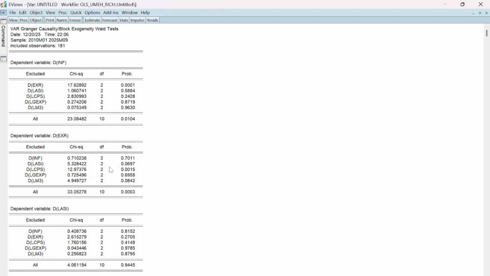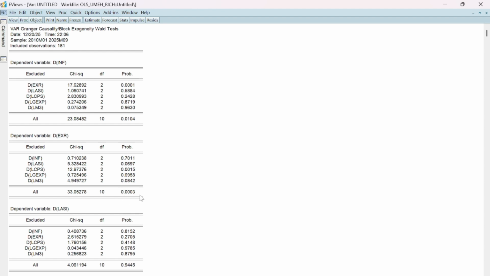Then you see that all share index does not Granger cause exchange rate, but credit to private sector actually Granger causes exchange rate based on our model. And then LM3, based on the 5% level, does not Granger cause it. So the other variables do not Granger cause exchange rate because you're going to accept the null, except for credit to private sector.